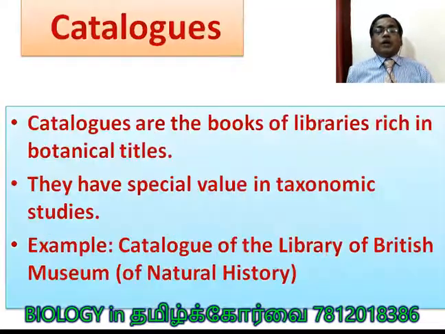Catalogs. Catalogs are the books of libraries, books of libraries rich in botanical titles. They have special value in taxonomic studies. Example, Catalogue of the Library of British Museum of Natural History. Likewise, the various important books are maintained for various types of research references in these libraries. So these are called catalogs.